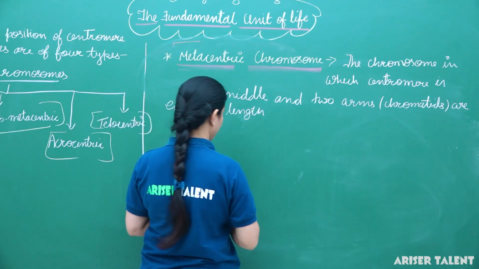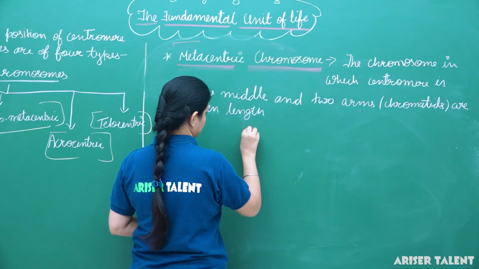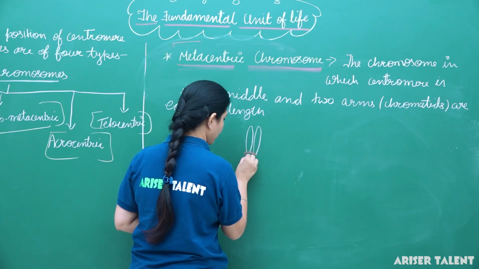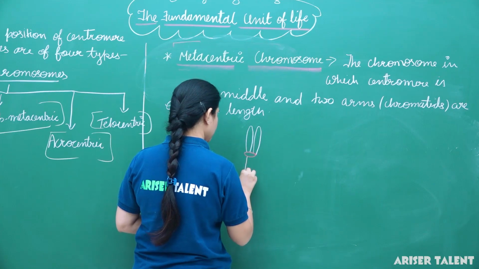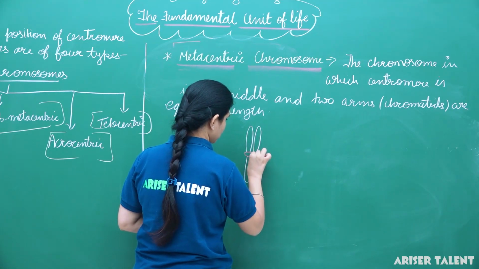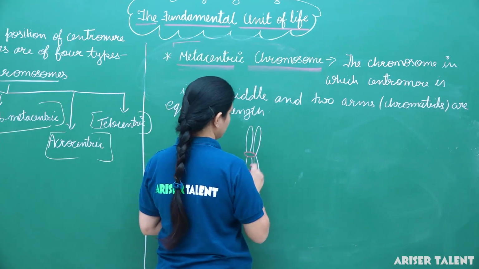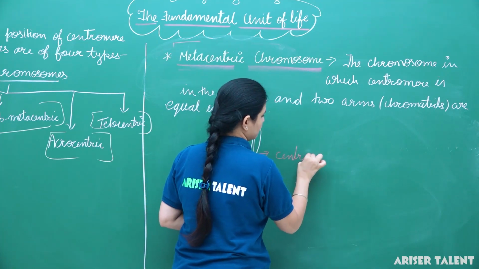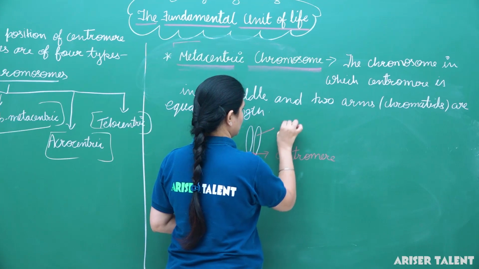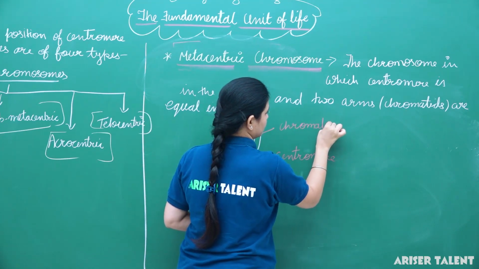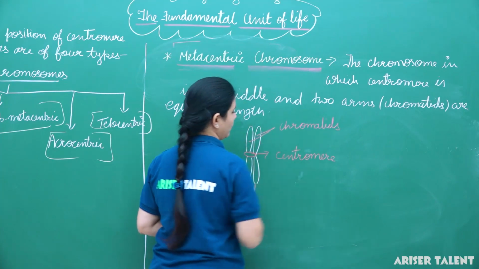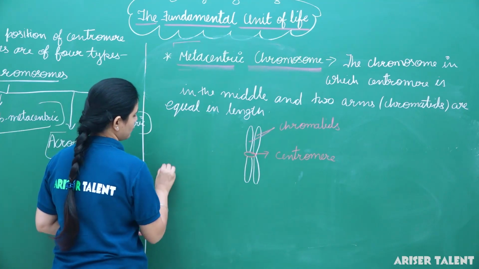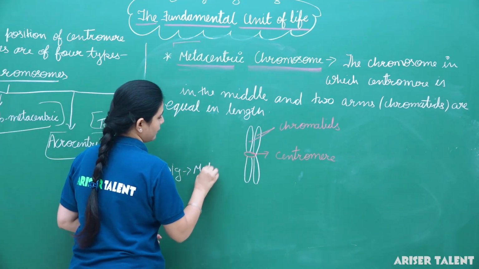How does it happen? Here we go with the structure. In the middle is the centromere. Both the arms are of equal length. This position is known as metacentric. Chromatids. Here we can say that the centromere is in the middle. Structure of metacentric.